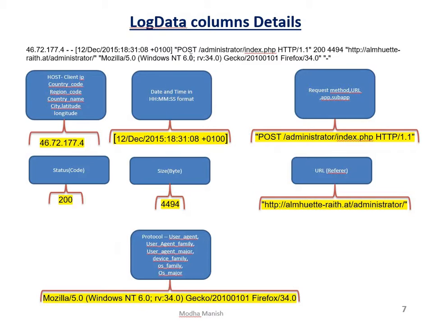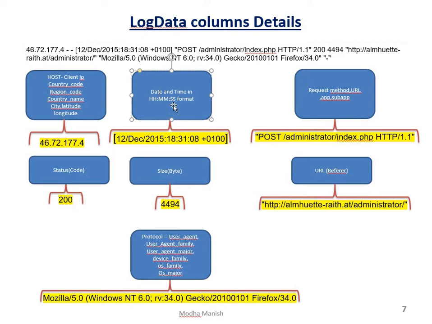Here is my details of the log data. The first one here is like the IP address of the visitor computer or the location, and from this IP address we can get all the client related information like client ID and from which country the users visited, the region code, the country name, city, all this we can get it through the IP address.